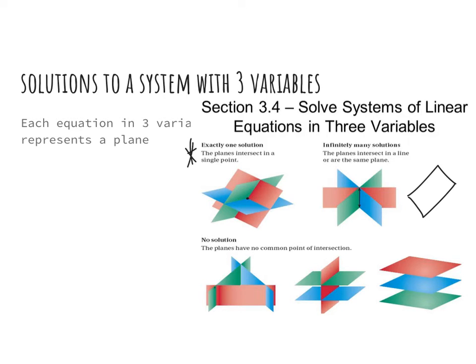So if you notice this first one, we've got where two of them intersect in a few different spots, and the same one here, or all three planes could be parallel to each other and none of them intersect at all. So any of those are possible for no solution.